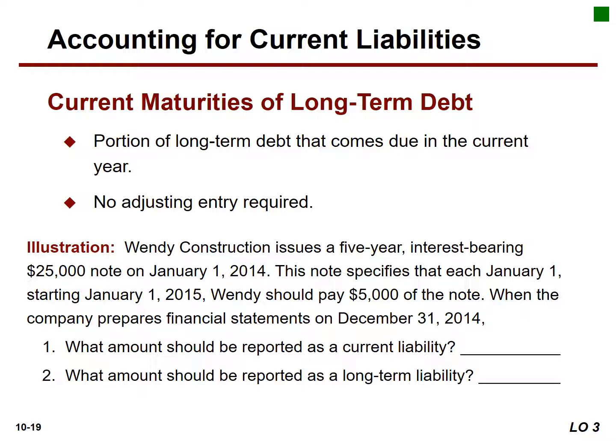This slide shows another type of current liability called current maturities of long-term debt. If we have a long-term liability, but some portion of that long-term liability is going to be paid within the next 12 months, that portion of this long-term debt will be shown as a current liability. In this example, they have a 5-year interest-bearing note of $25,000. The note says that we're going to pay back $5,000 in principal every year. Then we're going to record that $5,000 that's going to be paid within the next 12 months as a current liability of $5,000. The remaining portion of this will show up on our balance sheet as a long-term liability.